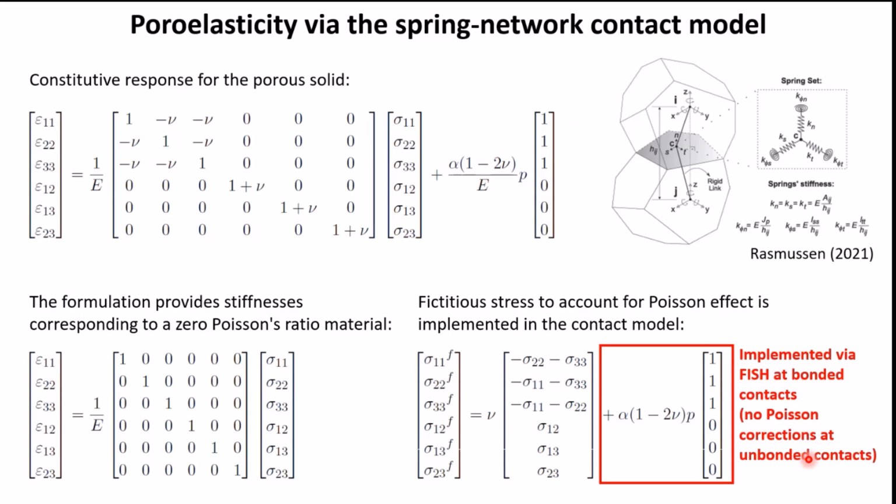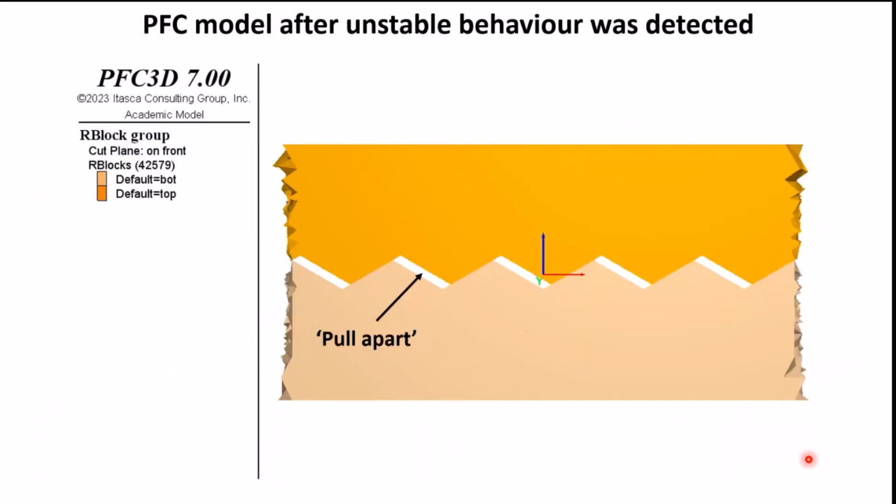So you just have to modify the contact normal forces in order to get the desired poroelastic response. I increased the pore pressure in small increments until I couldn't solve this model anymore. Then I got unstable behavior, you get slip, and you get the formation of these pull-aparts. I did that for several different orientations of the maximum resolved shear stress.